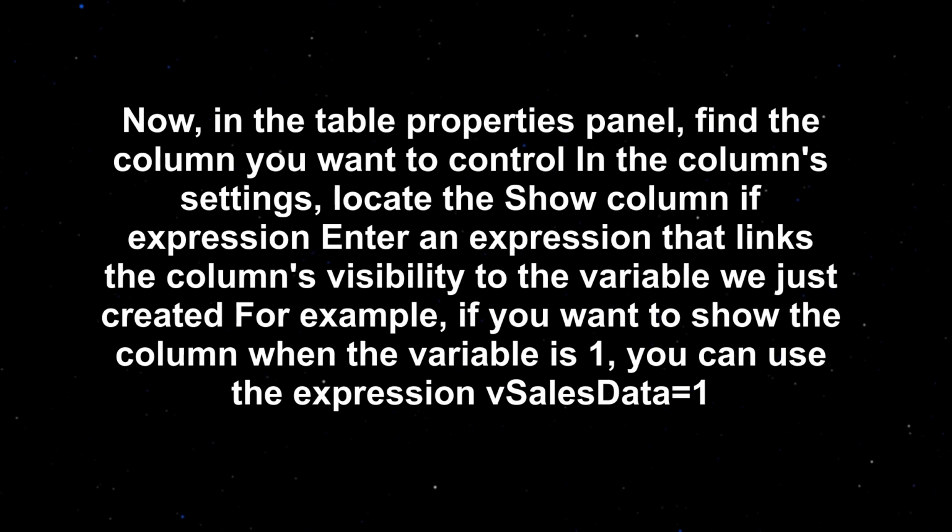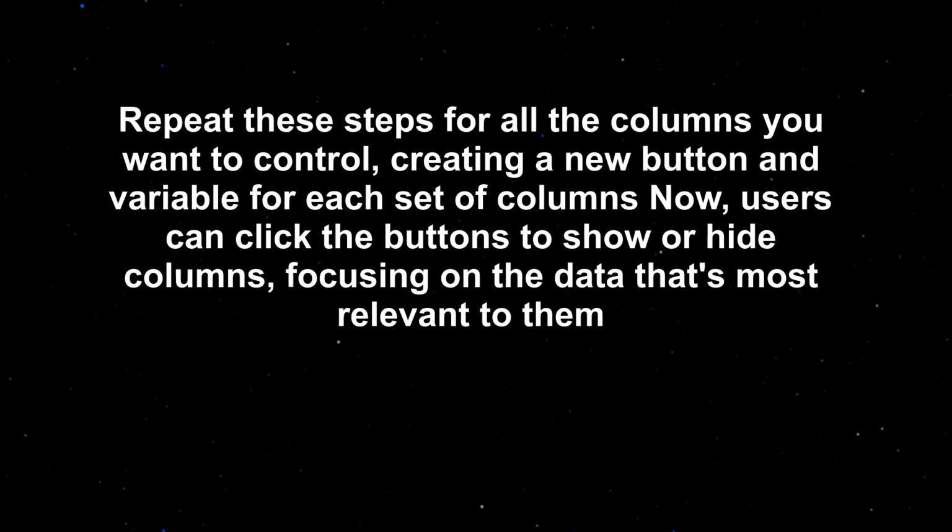Now, in the Table Properties panel, find the column you want to control. In the Column Settings, locate the Show column if expression. Enter an expression that links the column's visibility to the variable we just created. For example, if you want to show the column when the variable is 1, you can use the expression Sales Data equals 1.